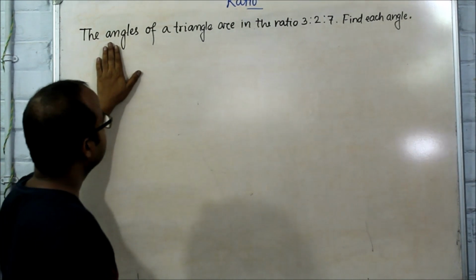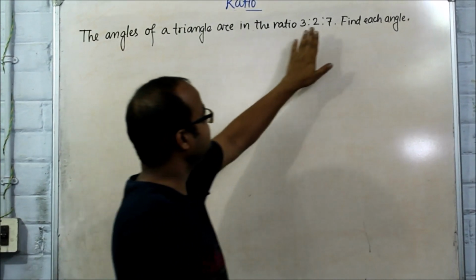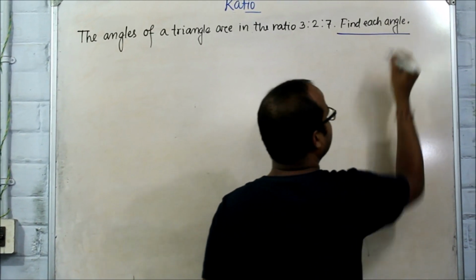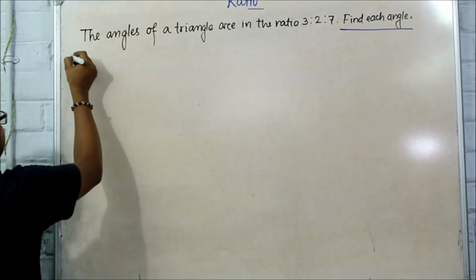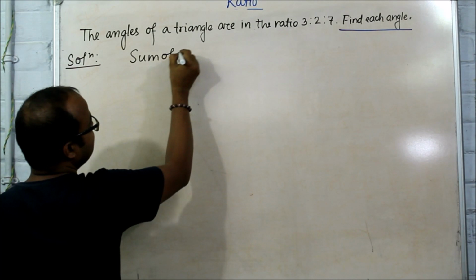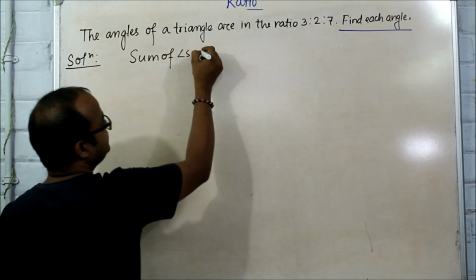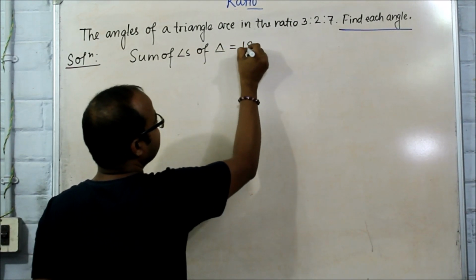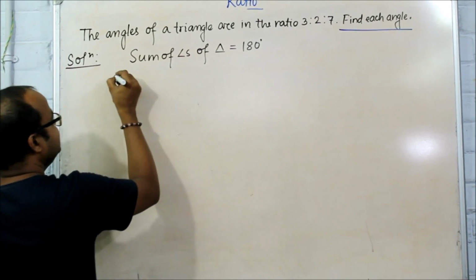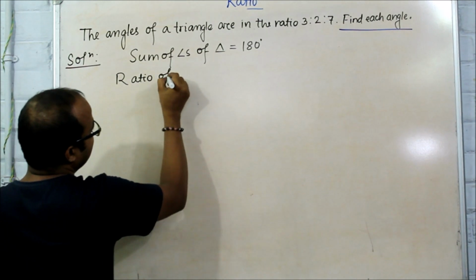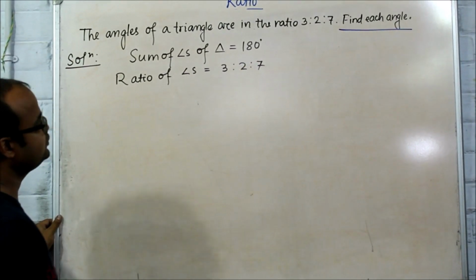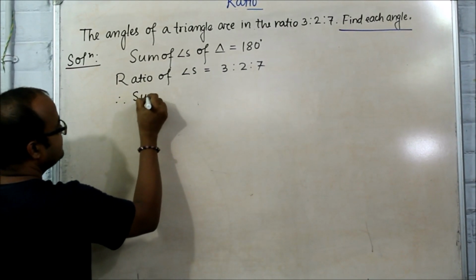Now the next problem is, the angles of a triangle are in the ratio 3:2:7. So we need to find out each angle. So first, sum of angles of a triangle is equal to 180 degree. In a triangle, sum of the three internal angles is equal to 180 degree, and ratio of angles are given as 3:2:7. Therefore, first find out the sum of the ratio.